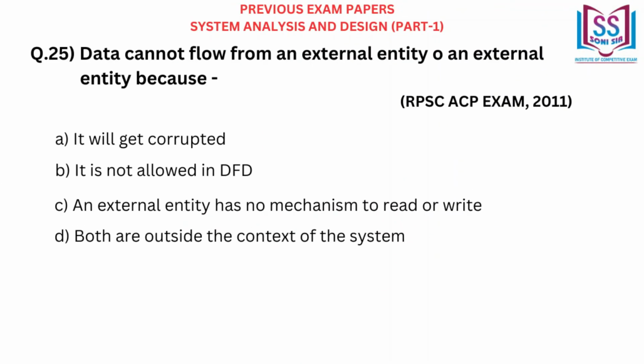Data cannot flow from an external entity to an external entity because A. It will get corrupted, B. It is not allowed in DFD, C. An external entity has no mechanism to read or write, D. Both are outside the context of the system. Correct answer D. Both are outside the context of the system.